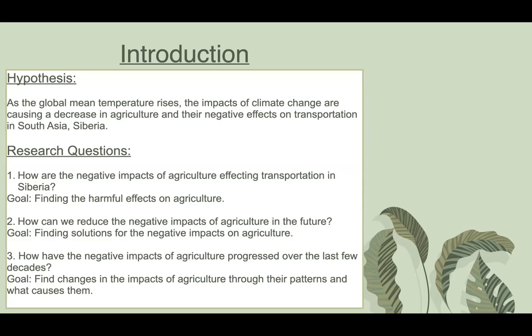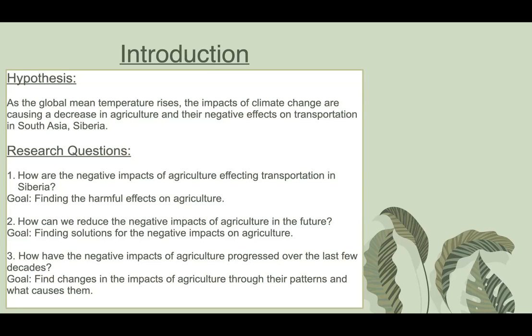So my hypothesis includes, as the global mean temperature rises, the impacts of climate change are causing a decrease in agriculture and their negative effects on transportation in South Asia, Siberia. Some research questions I have include, how are the negative impacts of agriculture affecting transportation in Siberia? And the goal is to find the harmful effects on agriculture. My next question is, how can we reduce the negative impacts of agriculture in the future? The goal of this is to find solutions for the negative impacts of agriculture.